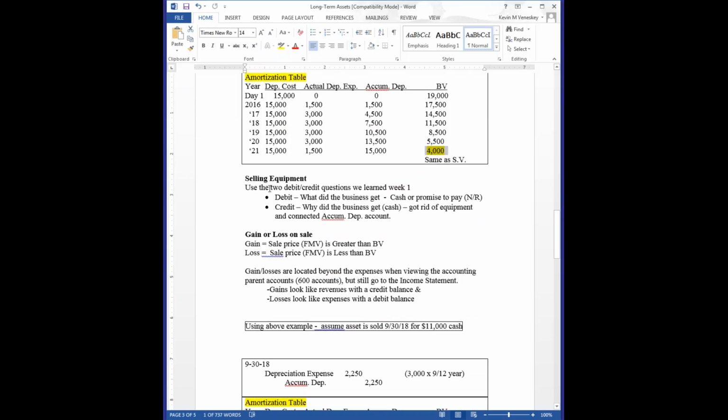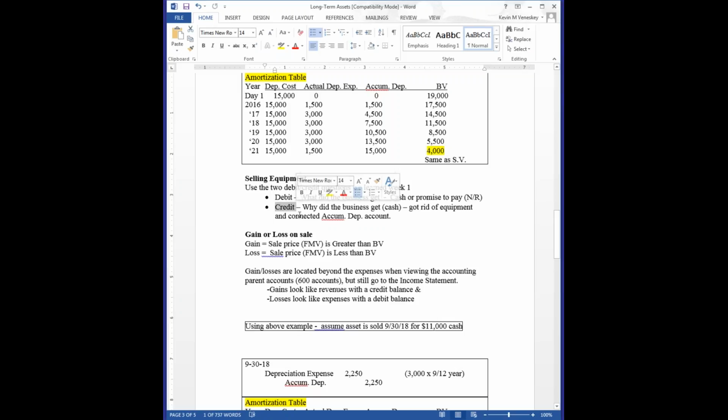So when we do sell that equipment, here's what we do. I would just go back to your normal week 1 debit credit question. Debit, what did the company get when they sold the vehicle? Well, usually you get one of two things. You get cash or a promise to be paid. And a lot of times that promise to be paid will be a note receivable, because with big ticket items like that, they probably aren't going to pay it off within a month or two. So there's probably going to be interest, some payment terms.